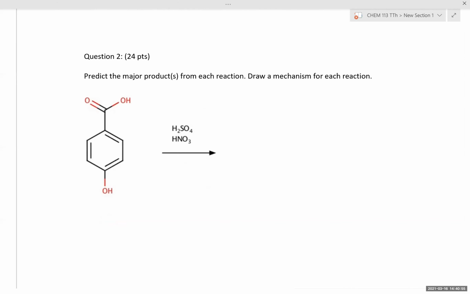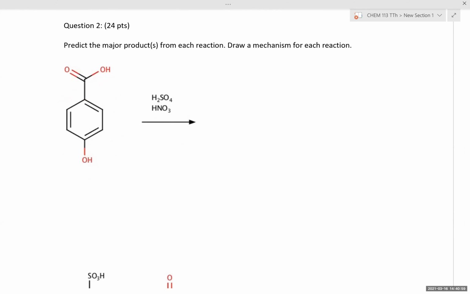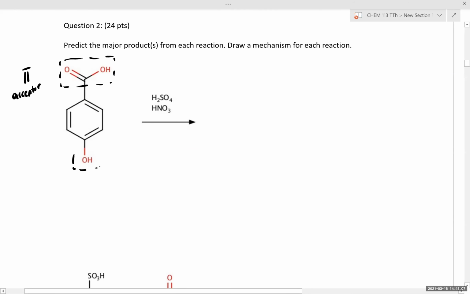So let's look at this next example and try to predict the products from each reaction and draw a mechanism. In this case, we have a carboxylic acid, which is a pi acceptor, and we have an alcohol, which is a pi donor. The pi acceptor directs to the meta position relative to the carboxylic acid. The pi donor is ortho-para. Obviously, we don't see para direction because a substituent is present at that position.